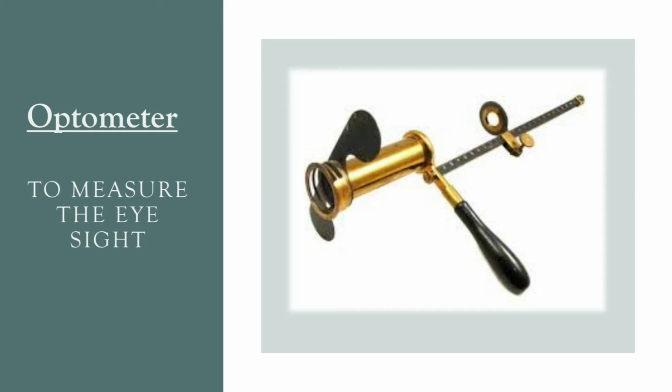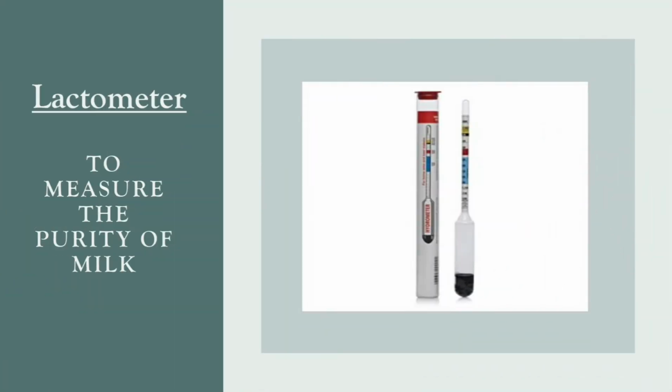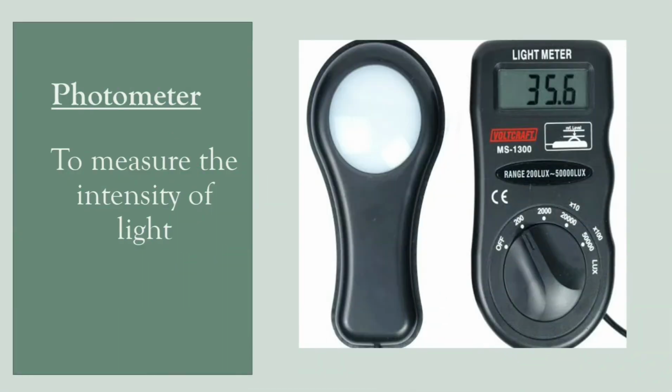Okay students, let's move to our next instrument, which is lactometer. To measure the purity of milk. Lactometer is used to measure the purity of milk. Let's move to our next instrument, which is photometer. To measure the intensity of light, photometer is used.